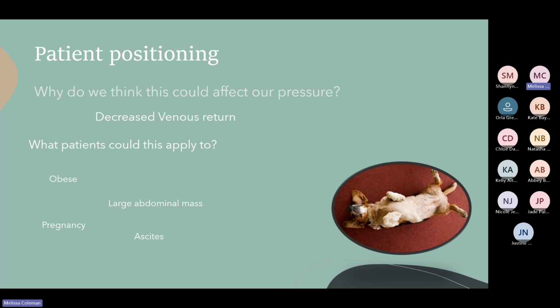Another big one as well is our surgeon's hands. If you have a surgeon with very big hands and you've got a very, very small patient, or you've got an abdominal mass that's quite big and they have to move their hands around quite a lot, you can see drastic changes in their blood pressure.